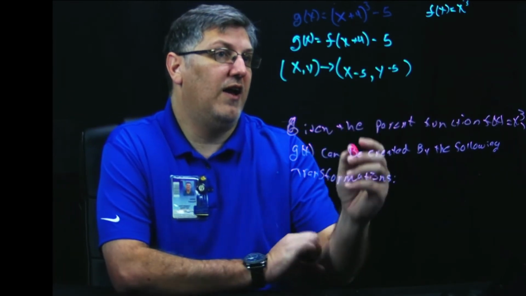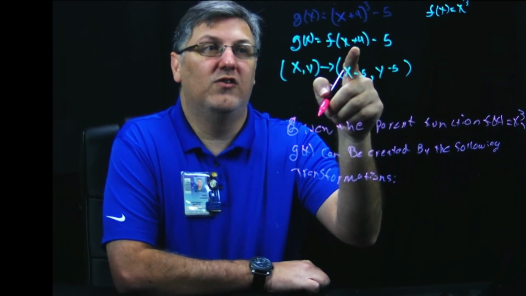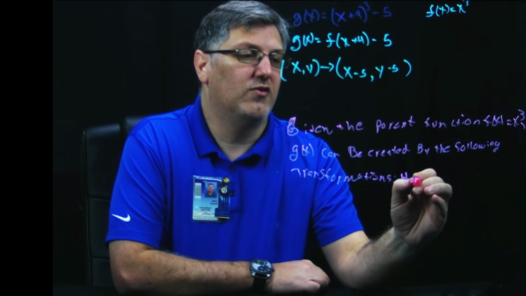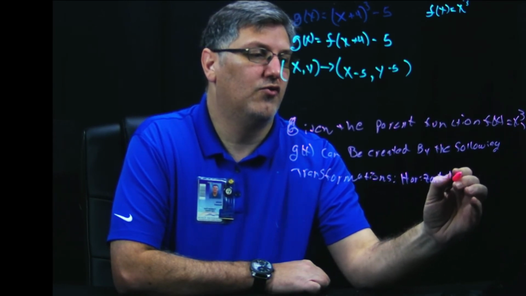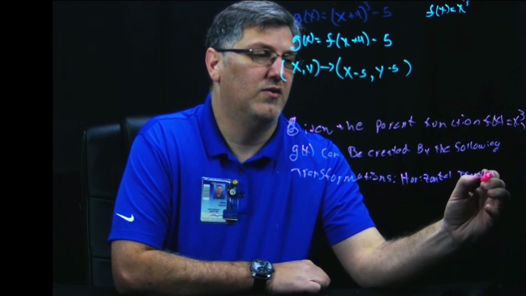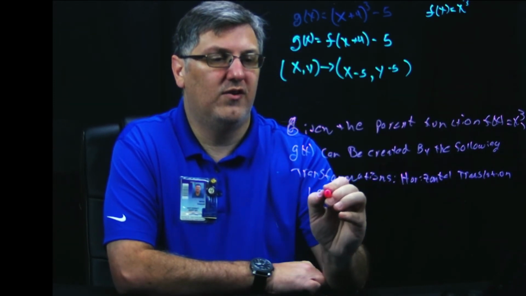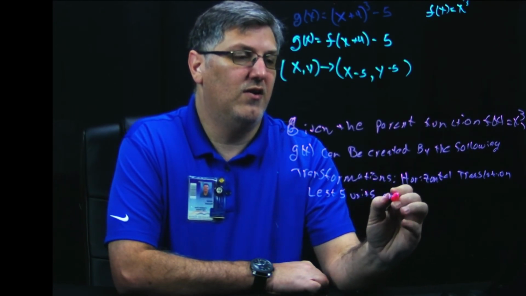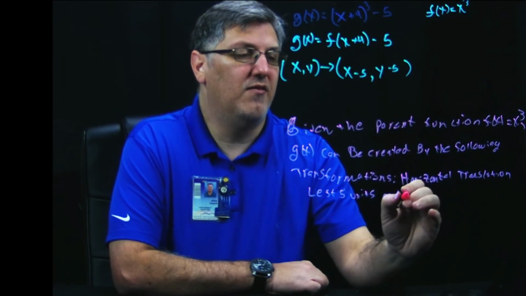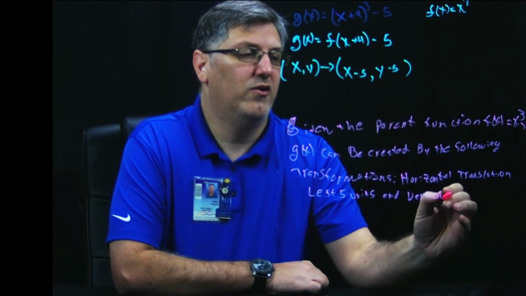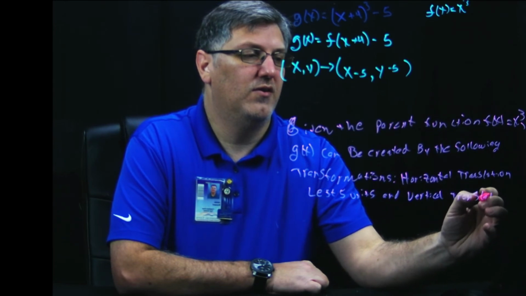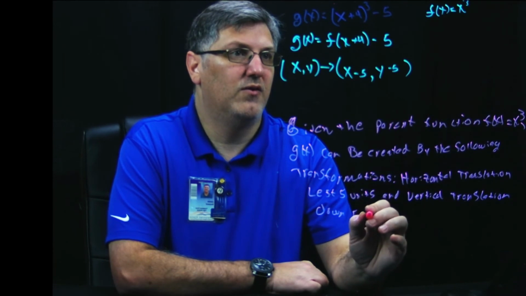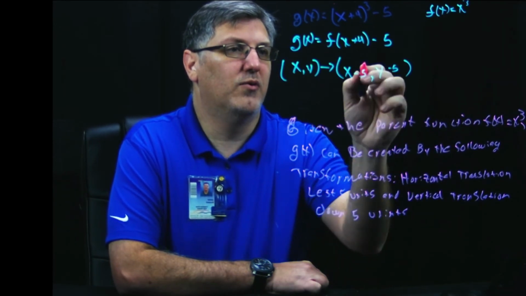Let's see, I have a horizontal translation. Let's see, we're going plus, so we're actually going left. A horizontal translation left 5 units, and let's see, we're going down 5, a vertical translation down 5 units. Ooh, I made a boo-boo right here.